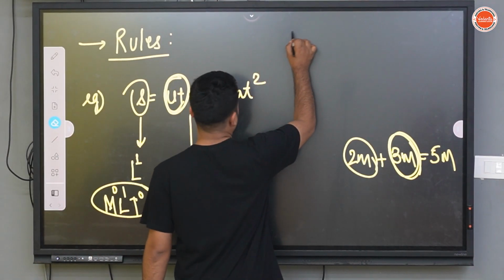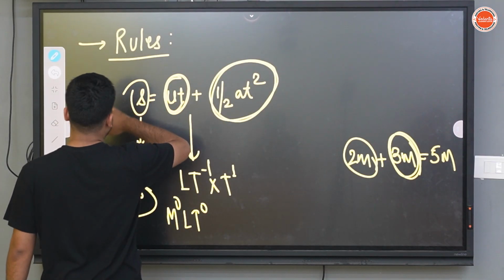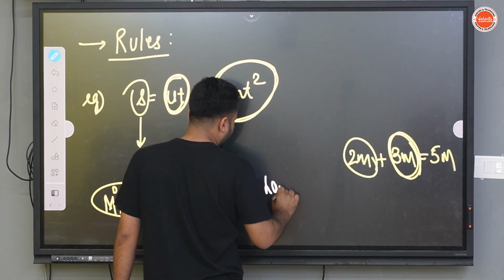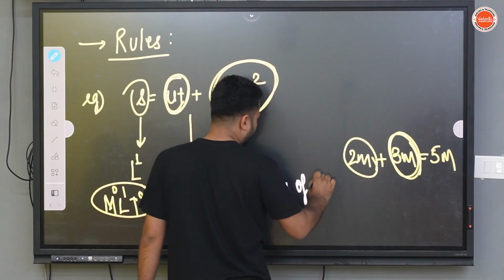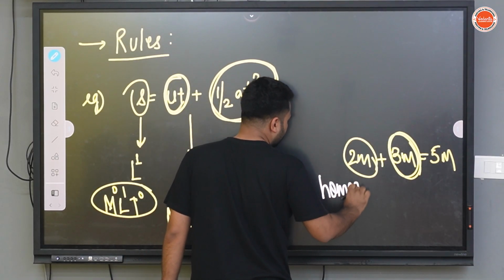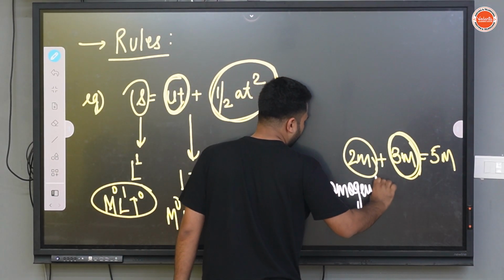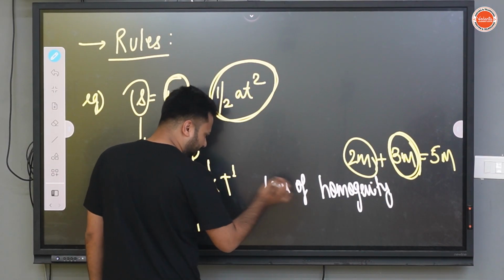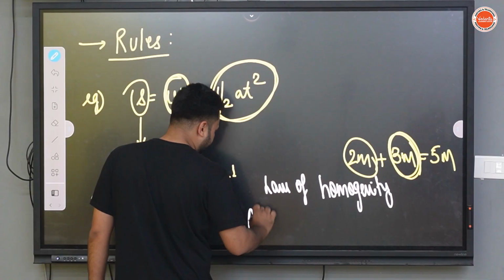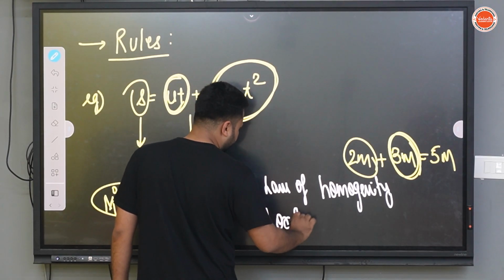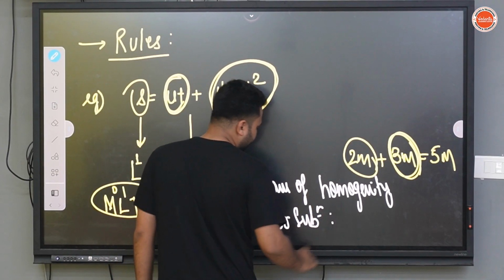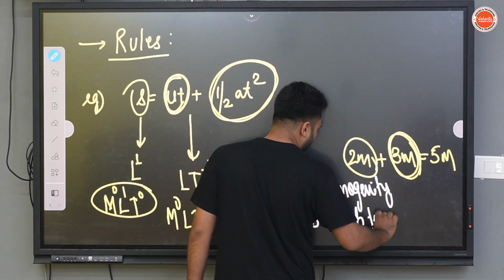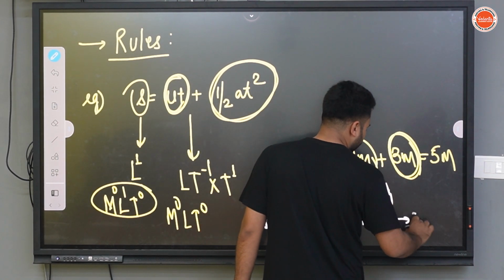This is called the law of homogeneity. If we are adding or subtracting, then each term will have the same dimension.